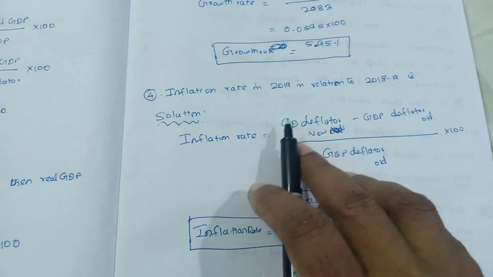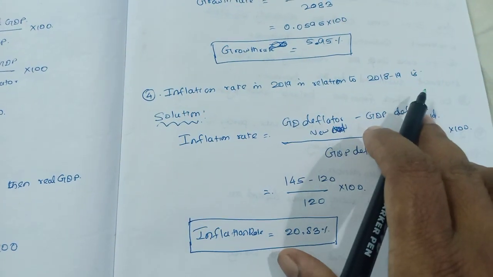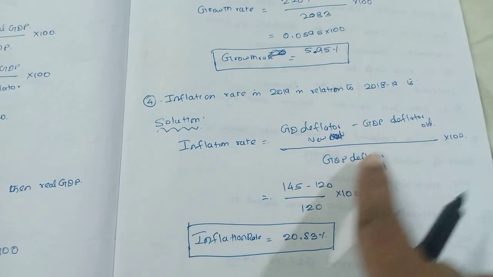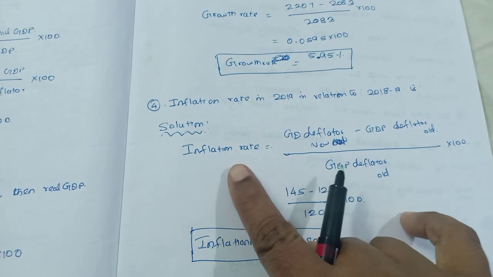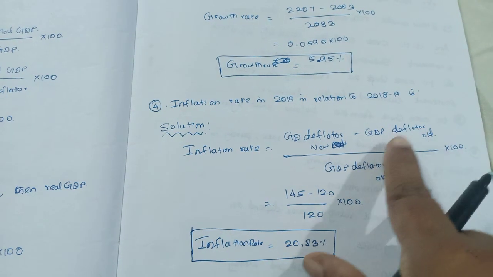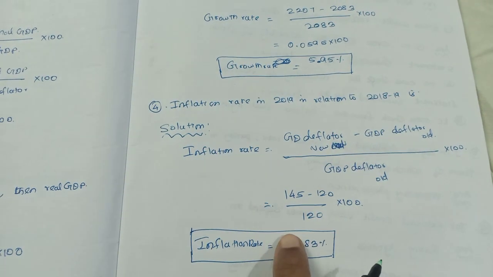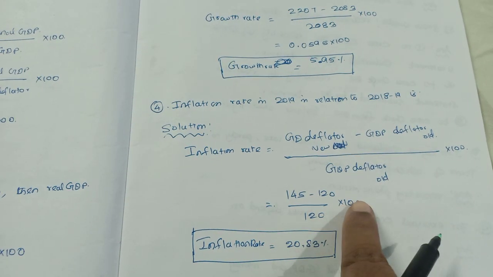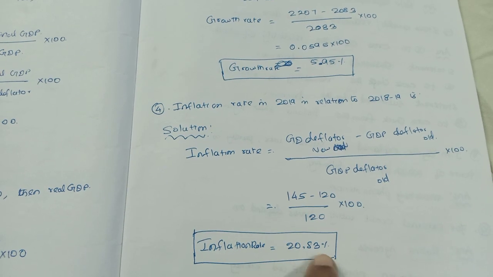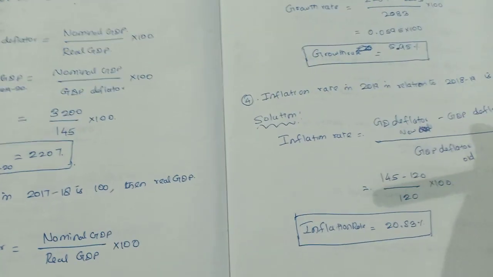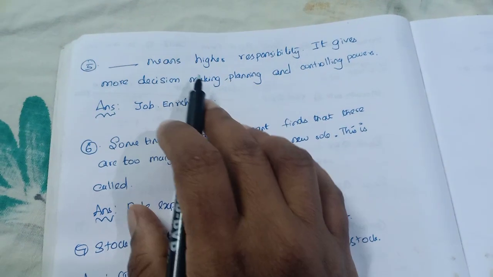So the next one, inflation rate in 2019 in relation to 2018 to 19. Inflation rate is also the same formula: new minus old divided by old. So inflation rate is new GDP deflator 145 and old GDP deflator 120, divided by old GDP deflator 120. So 145 minus 120 divided by 120 into 100. So inflation rate is 20.83. Inflation based on the GDP deflator is nothing but the difference between the old and the new GDP deflator. Next problem, next question.